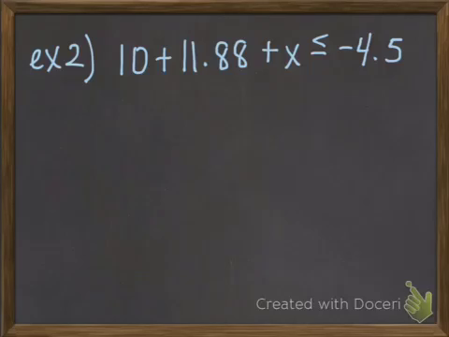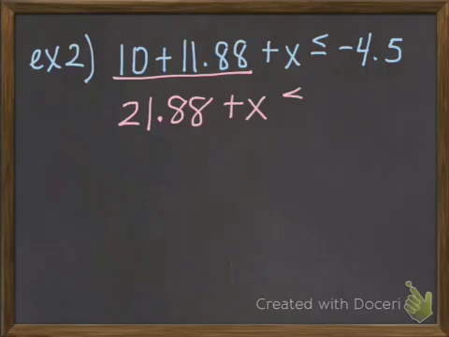We need to first simplify. Okay, we need to make our lives a little bit easier. These are like terms, so I can combine them. Let's see, 11 and 88 hundredths plus 10. That's going to be 21 and 88 hundredths. Then I'm going to rewrite everything else. Plus x less than or equal to negative 4.5.